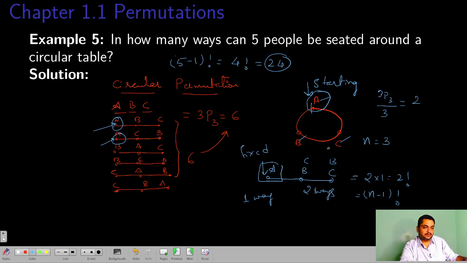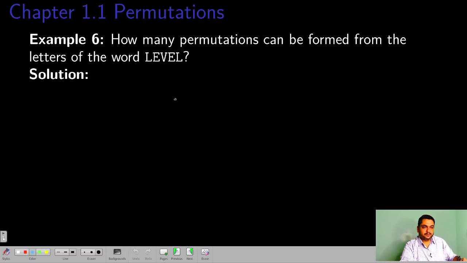If you generalize it again, for a linear permutation it is n factorial. For circular permutation we will do n factorial divided by n, the number of people or number of items. This is nothing but n into n minus 1 factorial divided by n. I can write it like this. So this is nothing but circular permutation. It is n minus 1 factorial. This is how you have to understand the concept. Next, a different problem. How many permutations can be formed from the letters of the word level?